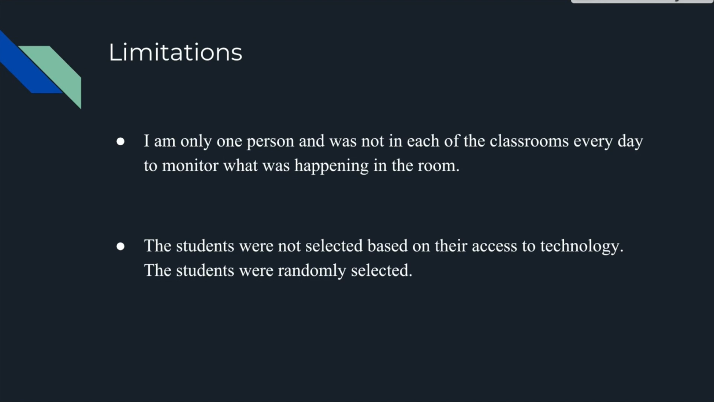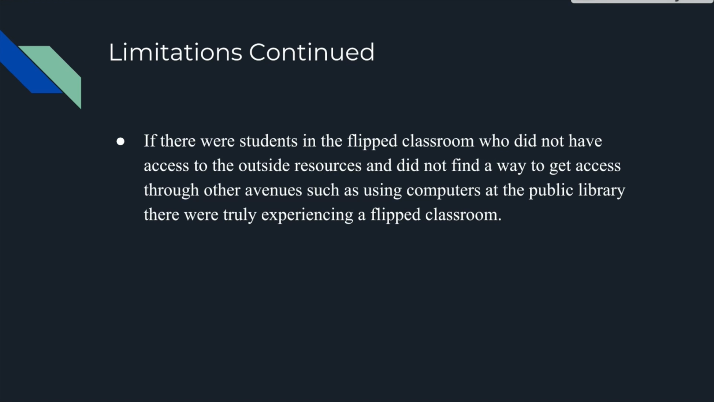The students were not selected based on their access to technology. The students were randomly selected. So if the students didn't have access to technology, that could affect what they were able to do at home if they were using the flipped classroom model. If there were students in the flipped classroom who did not have access to the outside resources and did not find a way to get access through other avenues, such as using computers at the public library, they were truly not experiencing a flipped classroom, which in turn could affect their classroom motivation.